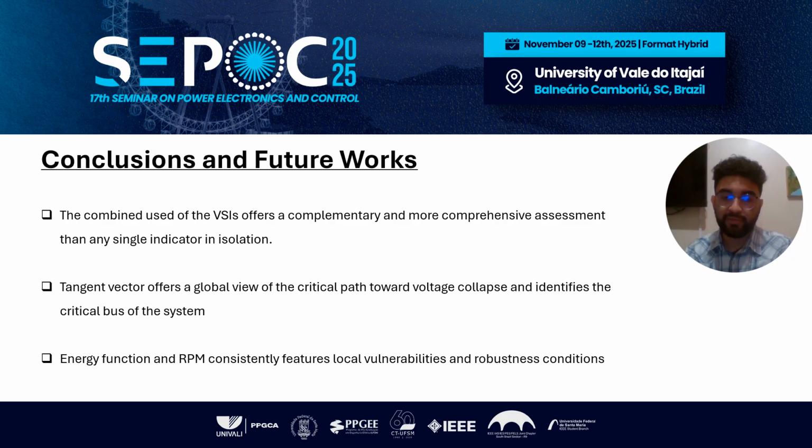Just to state the conclusions and future work for this presentation: the combined use of VSIs offers a more complementary and comprehensive assessment than any indicator in isolation. Basically, the tangent vector provides us a global view of the critical path toward voltage collapse, and it quickly identifies the critical buses of our system. On the contrary, the energy function and the RPM consistently highlight the local weaknesses, vulnerabilities and robustness of our system conditions.